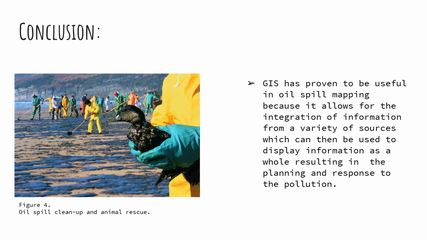And finally, the conclusion. GIS has proven to be useful in oil spill mapping because the system allows for the integration of information from a variety of different sources, which can then be used to display information as a whole, resulting in planning and response to the pollution, as you can see in Figure 4 to the left.